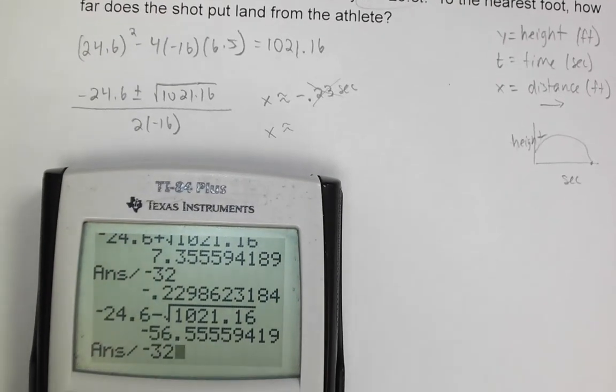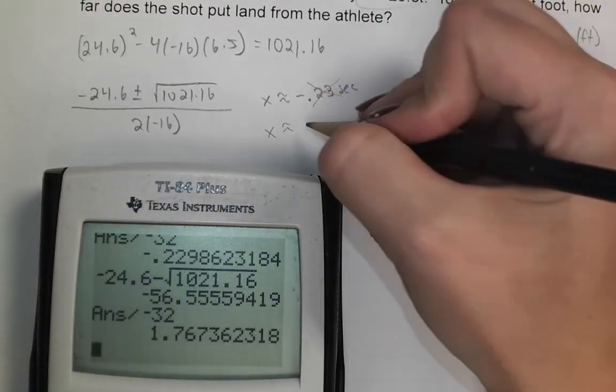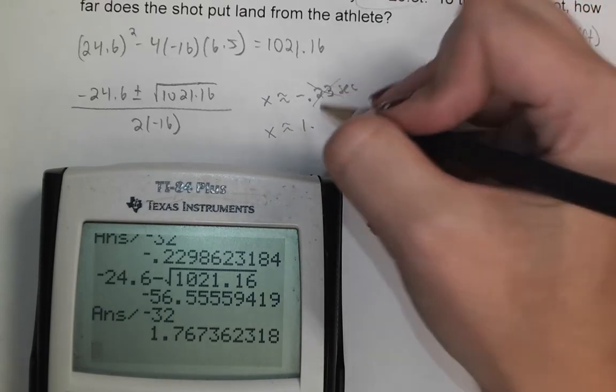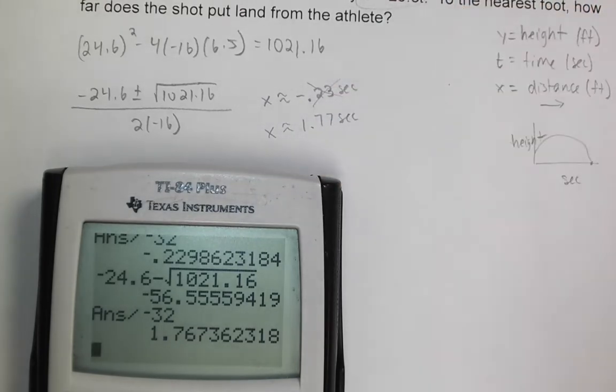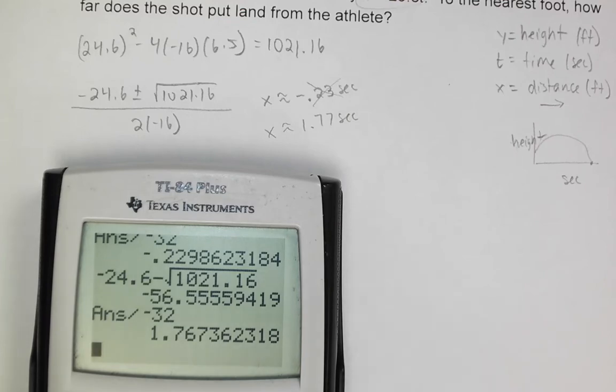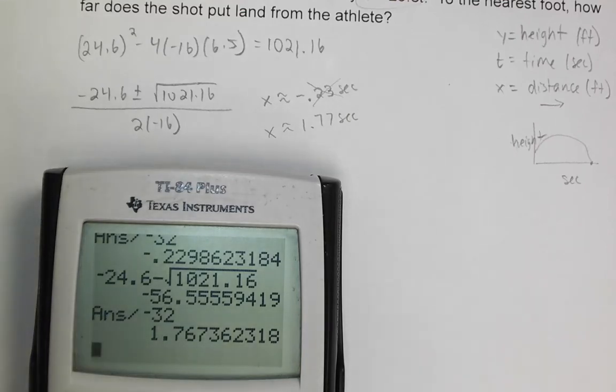Let me move this up so you guys can see what I'm typing in there. This gives me about 1.77 seconds. Think about that as a logical answer for shot put. That seems logical. So that tells us how long the shot put's in the air. But what the problem was asking us is how far did it go?